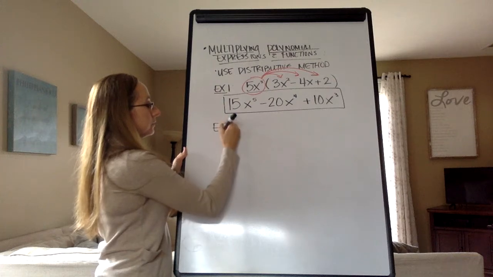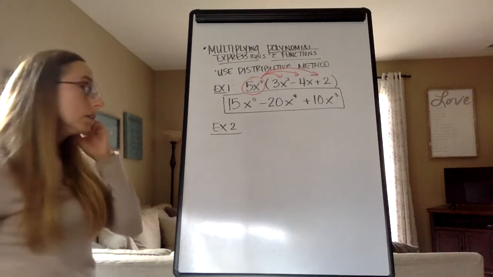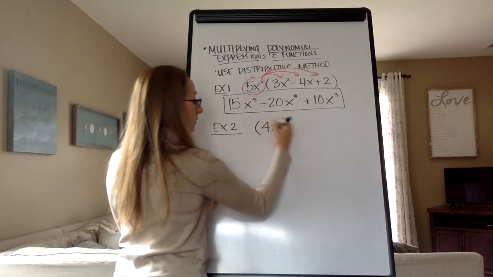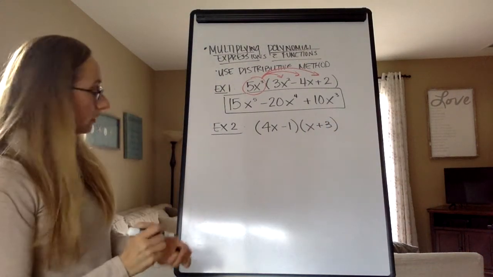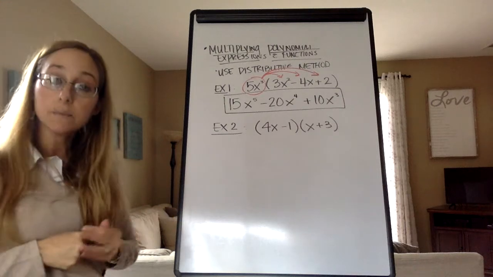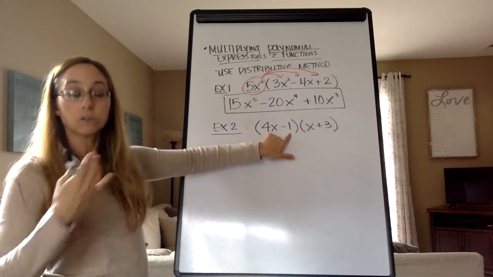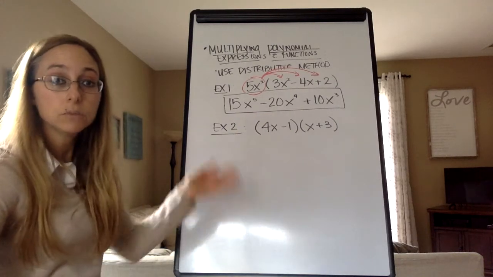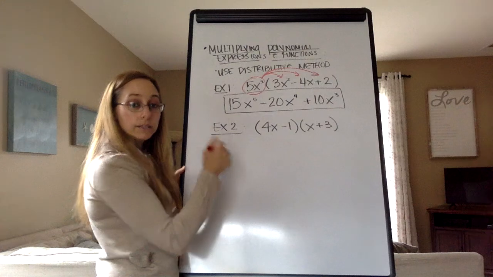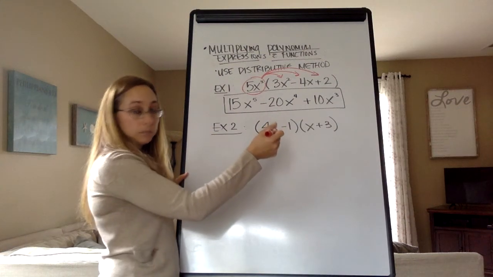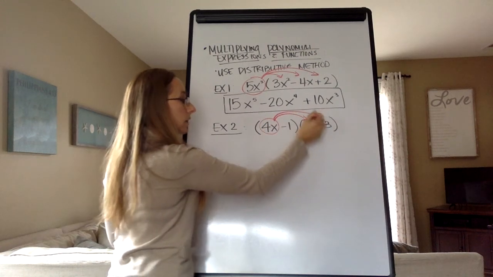Let's look at another example. Let's take 4x minus 1 times x plus 3. Okay, same concept. So just because there are two terms in that first polynomial, it doesn't matter. You're still going to distribute them. So what you do is you take one at a time, distribute it, and then you take the next one, and you distribute it as well. So the first term is 4x. So let's go ahead and take our 4x and distribute it to every term in our second polynomial. So 4x, we're going to distribute that to the x and also to the 3.